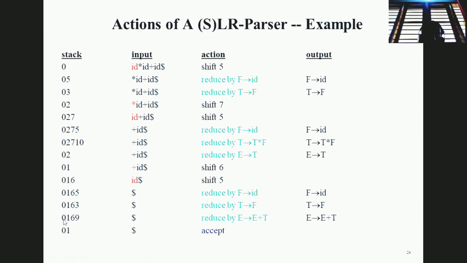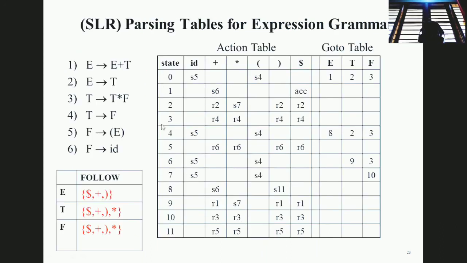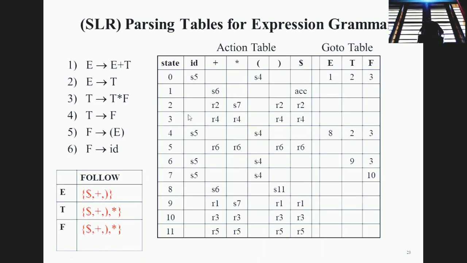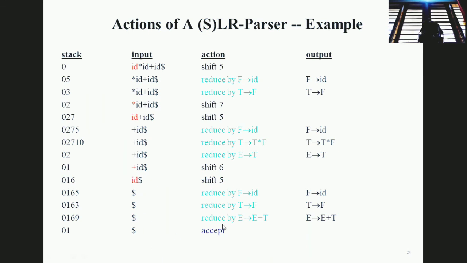And my top of the stack is 0. And my left hand side of the production is E. Then I'm supposed to see what is 0 on E. That is 1. So then I'm supposed to push 1 onto the stack. Now what is 1 on dollar? 1 on dollar is nothing but accept. Now my string has been accepted successfully.